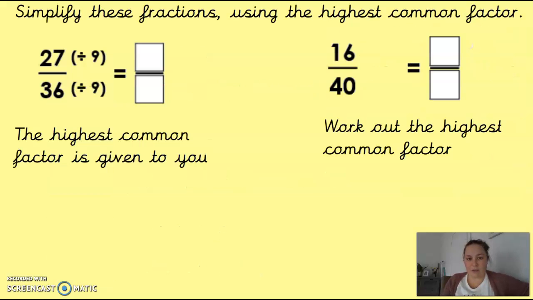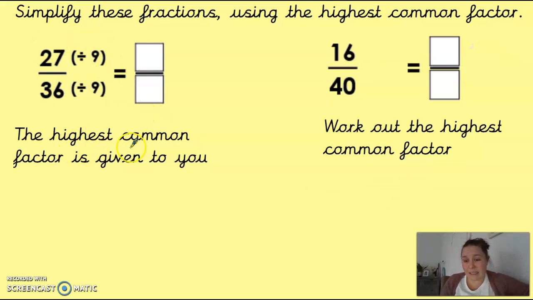So let's have a quick go at these. Another example, 27 over 36. In this case, the highest common factor has been given to you. And then in this version, 16 over 40, to simplify it down, you're going to need to find all the factors of 16, all the factors of 40, and then pick the highest one to divide by. Pause me there and have a go at both those examples.